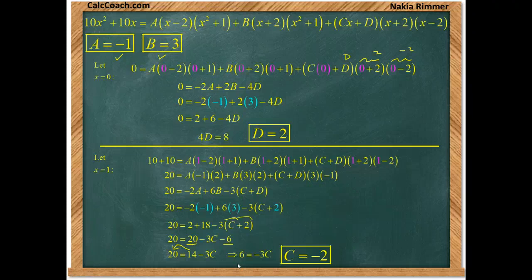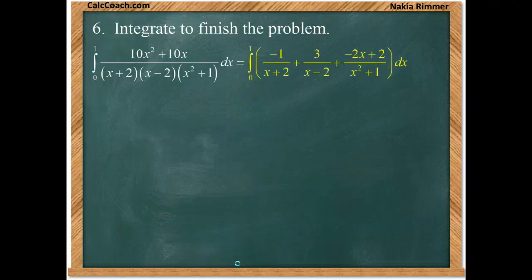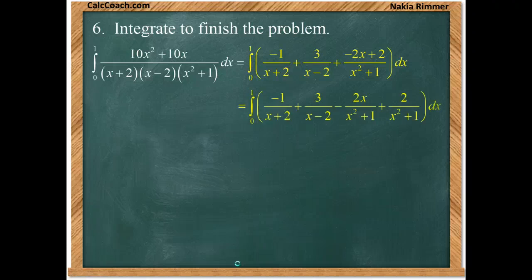Our job then is to put them all back together and integrate. Remember who was on top of what, and plug them back in. So a was on top of x plus 2, and b was on top of x minus 2, and negative 2x plus 1 was on top of x squared plus 1. We're integrating from 0 to 1.